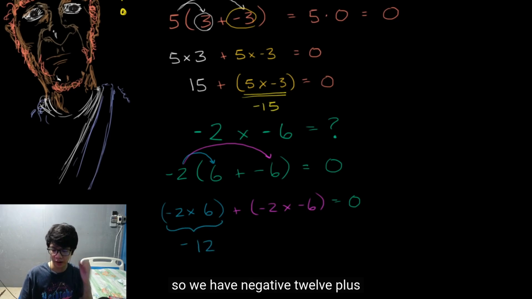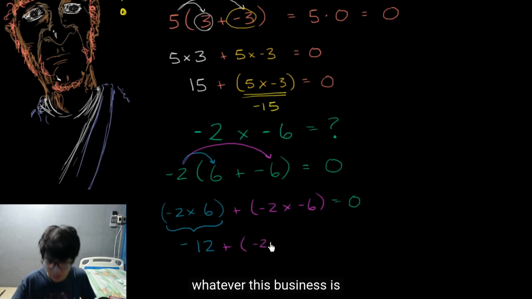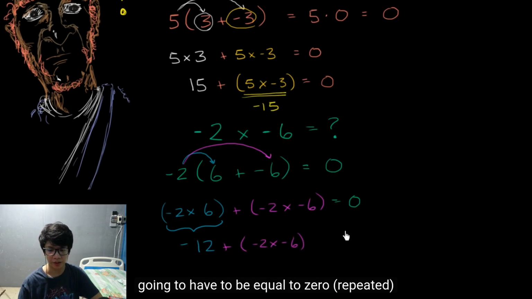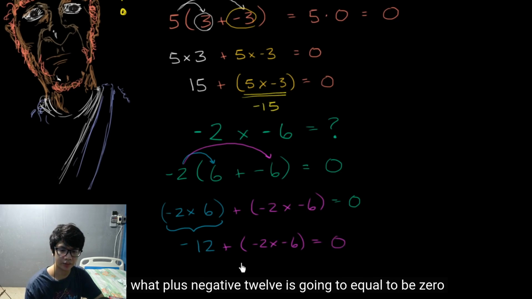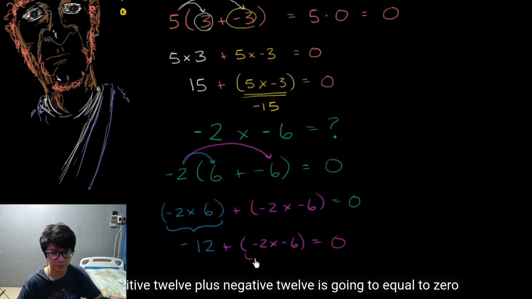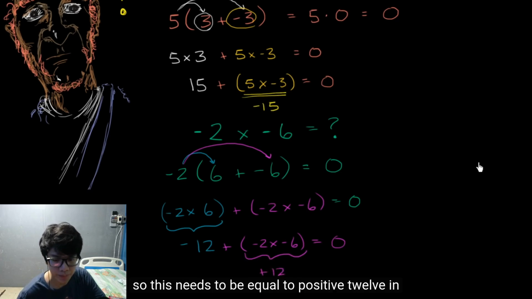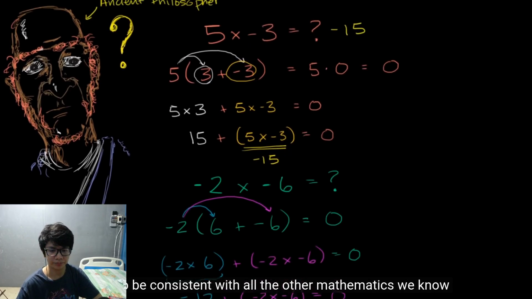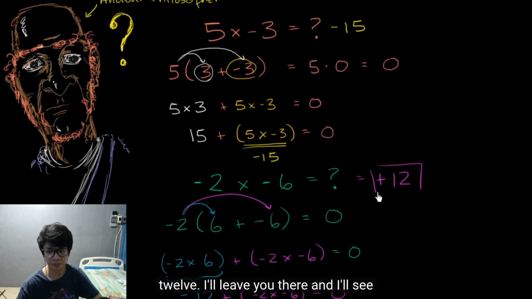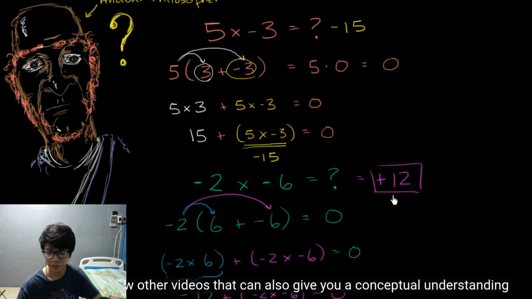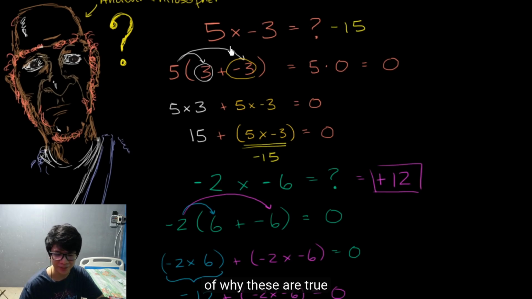And so we had negative 12 plus whatever this business is going to have to be equal to 0 in order to be consistent with all of the other mathematics that we know. And so what plus negative 12 is going to be equal to 0? Well, positive 12 plus negative 12 is going to be equal to 0. So this needs to be equal to positive 12 in order to be consistent with all of the other mathematics we know. And so there we get the idea that this is going to be positive 12. I'll leave you there, and I'll see if I can make a few other videos that can also give you a conceptual understanding of why these are true.